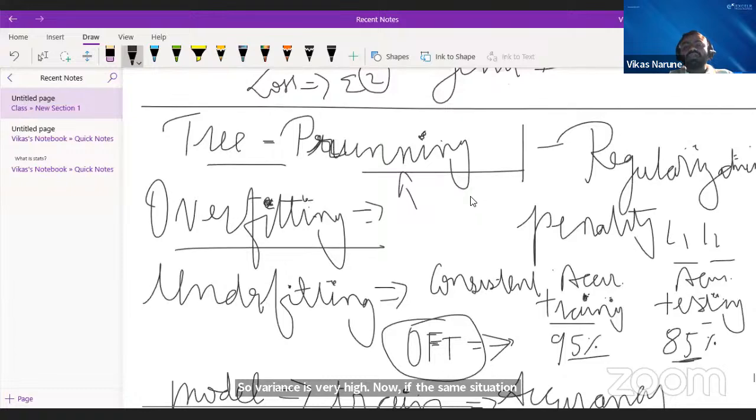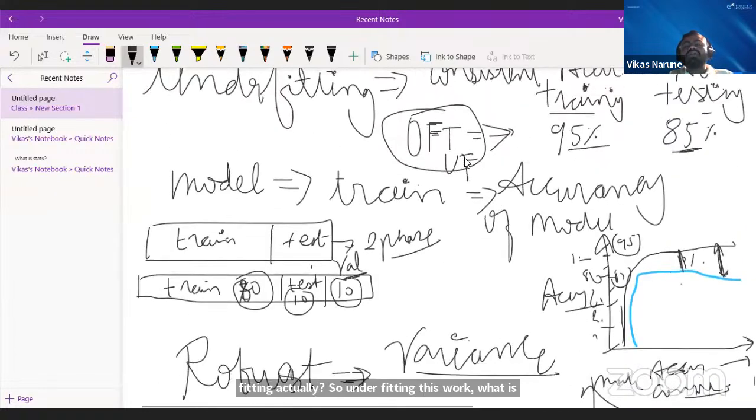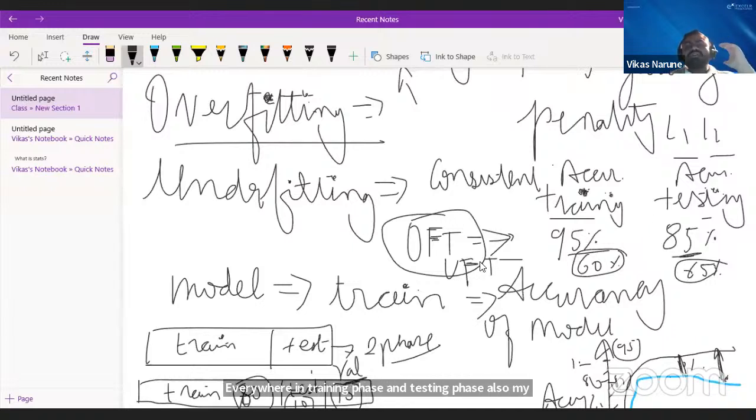What do you mean by underfitting actually? In underfitting, in my training phase and my testing phase, both the times my model is failing. It is 60% here, it is 65% there. So everywhere, in training phase and in testing phase also, my accuracy is very low. My model is failing at both times. It is giving very low accuracy. So that is called underfitting. My model is not able to fit the data. That's why my accuracy is not good, my consistency is not good, my model prediction is not good. That is called underfitting.